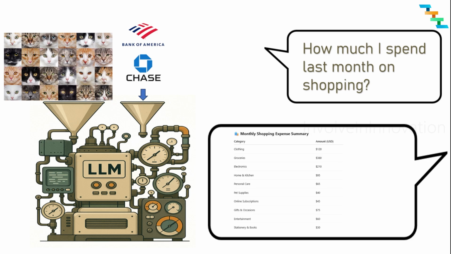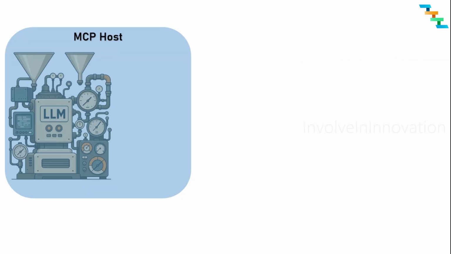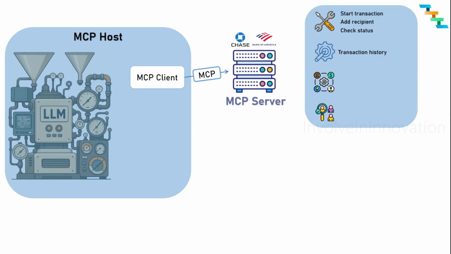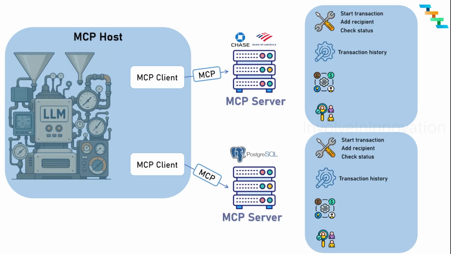This is where MCP comes in. MCP addresses this by providing a standardized middleware layer. Instead of writing custom integration for every service, you connect to an MCP server. The bank provides an MCP server in this case that exposes tools for actions, for example, making a transaction or adding a recipient, and resources to access the data, for example, to get the transaction history or the list of recipients. Similarly, a Postgres MCP server can expose tools to persist or retrieve data and resources to query structured information.